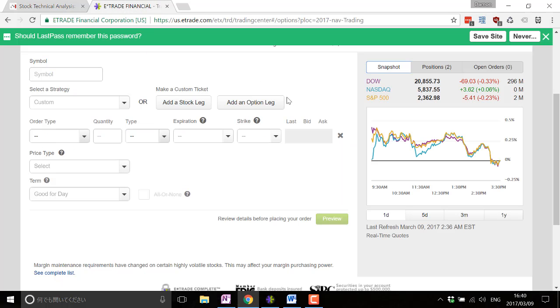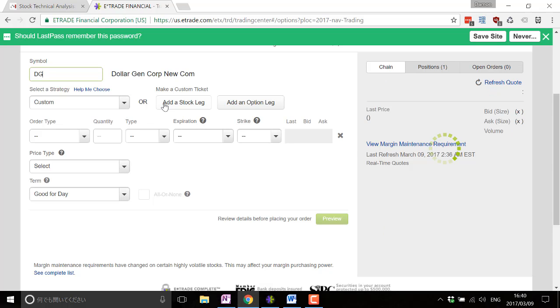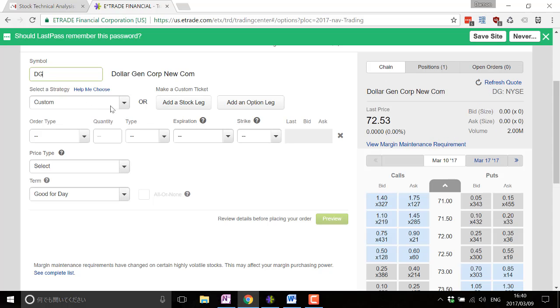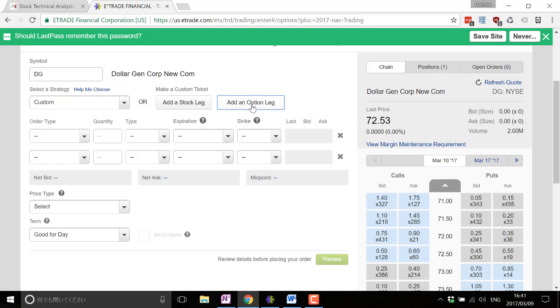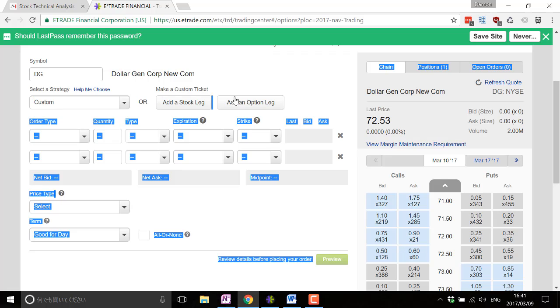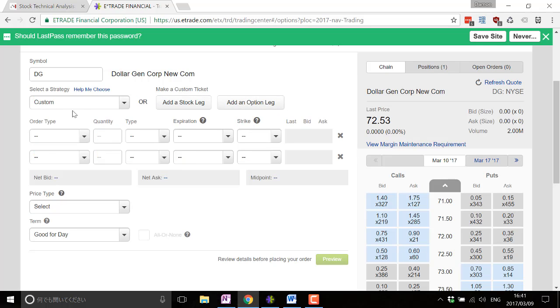As long as you have an options account that gives you enough ability to create custom trading plans here. So we're going to look at DG for this example. You can put in an option strategy that allows you to get that stock for free. What we're going to do is we're going to have two option legs, and I'm going to explain what this means in a second. So for now, just ignore the phrase option leg, ignore custom.